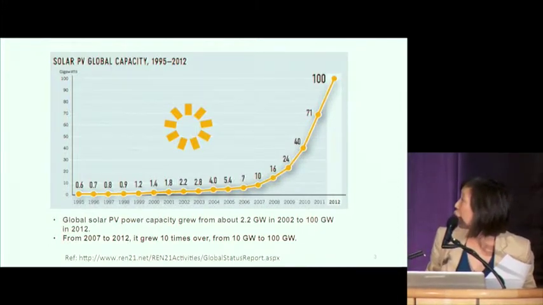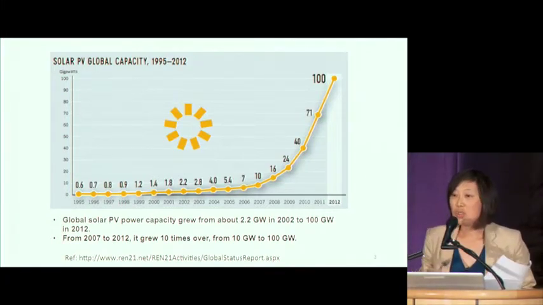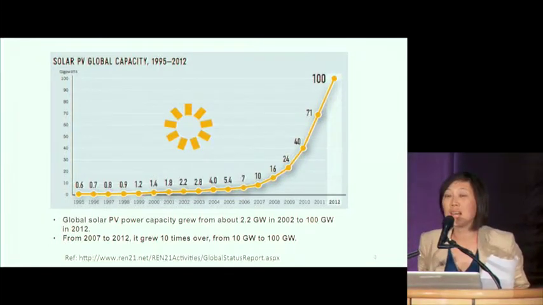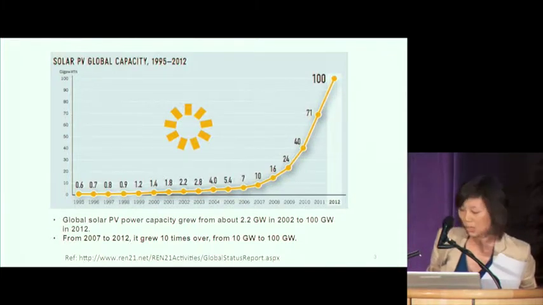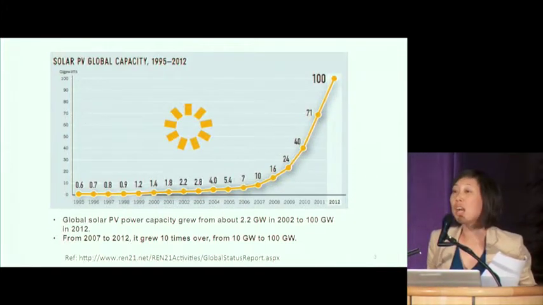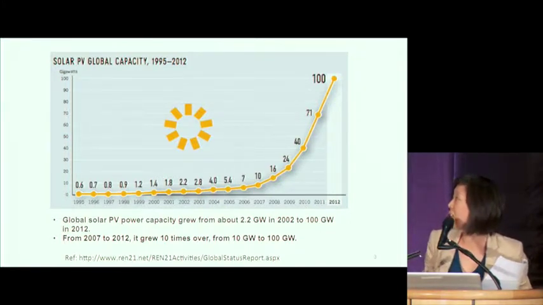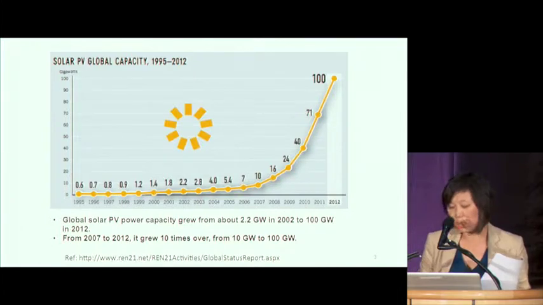Here shows the PV global capacity from 1995 to 2012. You can see within 20 years, the PV capacity has increased by 100 times, from almost 0.2 or 0.6 gigawatt to about 100 gigawatts. And almost a 10 times increase happened in less than 10 years. From 2007, the capacity increased about 10 times. So we really see this dramatic increase almost simultaneously with GCEP for the past 10 years.